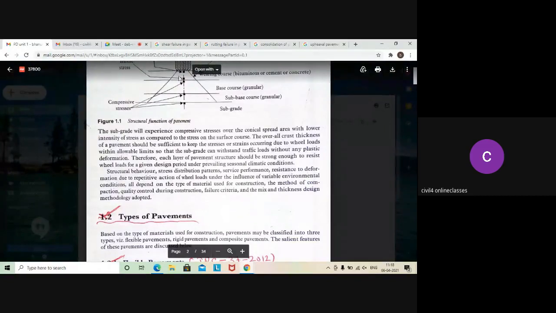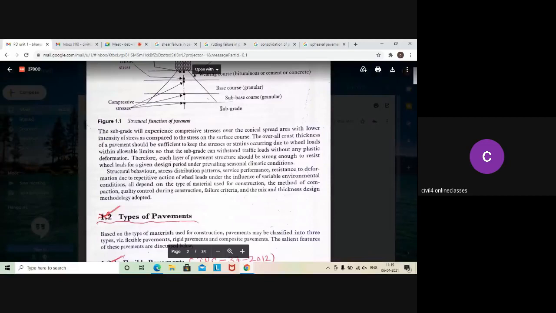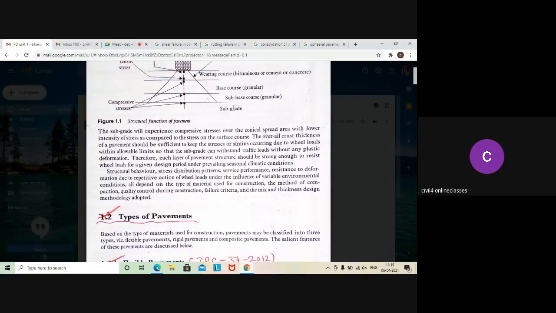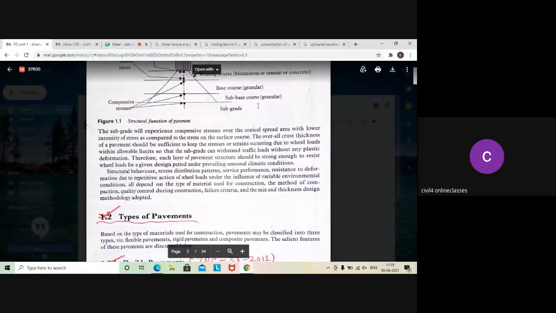But the overall crust thickness of the pavement should be sufficient to keep the stresses or strains occurring within the allowable limits. So if you keep sufficient thickness of all the layers only, this will be possible. Otherwise, more stress will be induced onto the subgrade. So our main aim here is to reduce the stress coming onto the subgrade. Here subgrade is more important than all other layers because subgrade is a natural surface, natural ground. So we need to take care of the subgrade.